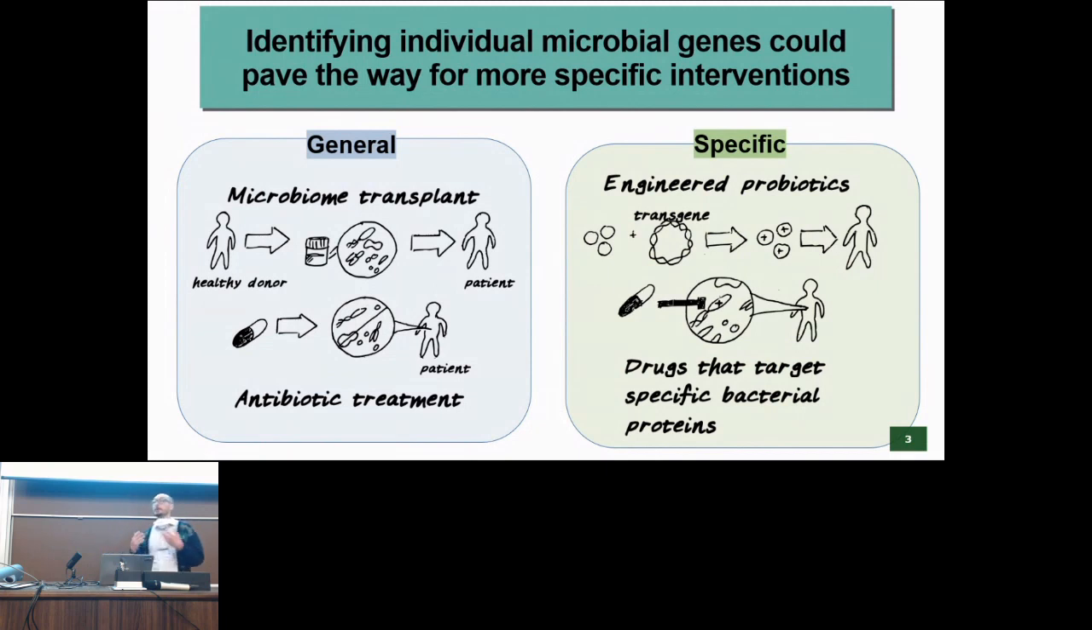So for example, if we know what genes are involved in giving rise to a particular host level phenotype, we could imagine choosing different strains of microbes that have those specific genes, or we could even imagine, for genetically tractable microorganisms, engineering new probiotics. Or we could imagine if we have a gene, that means that we potentially have a new drug target. So we could also maybe design drugs that target really specific bacterial proteins instead of things that are really broad spectrum.